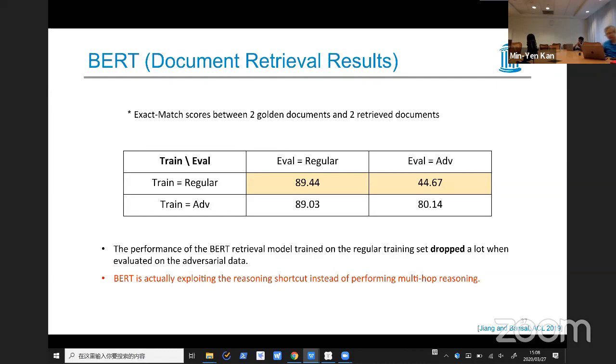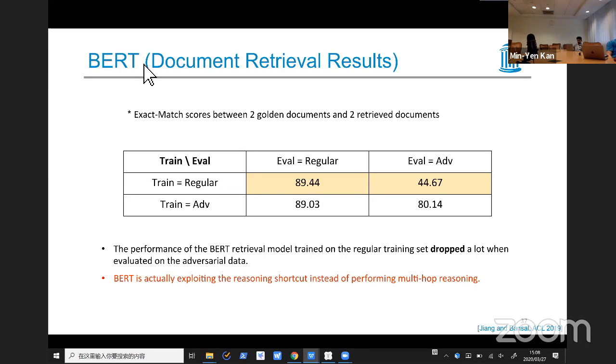Yeah, and their main results are also quite interesting. When they train the model on the regular data set and evaluate it on the regular data set, you get a very high performance, as you can see. This is as expected. But when you train on the regular data set but evaluate on adversarial examples, the performance actually drops a lot. So in this case, you can show that the model actually learned some reasoning shortcuts rather than doing the multi-hop reasoning.